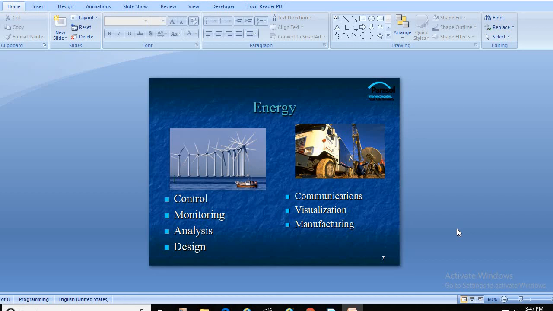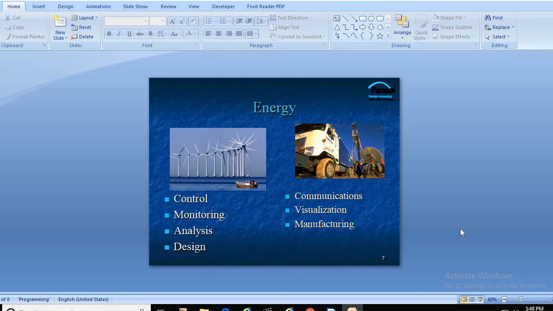In the energy sector, again, these energy sectors are having some control rooms, some control sectors. The monitoring is done, analysis is done, design. For example, in this particular picture, the wind energy is the source of energy, and how this wind energy is converted into electrical energy. Obviously it must perform certain steps, and these steps must be monitored, stabilized.